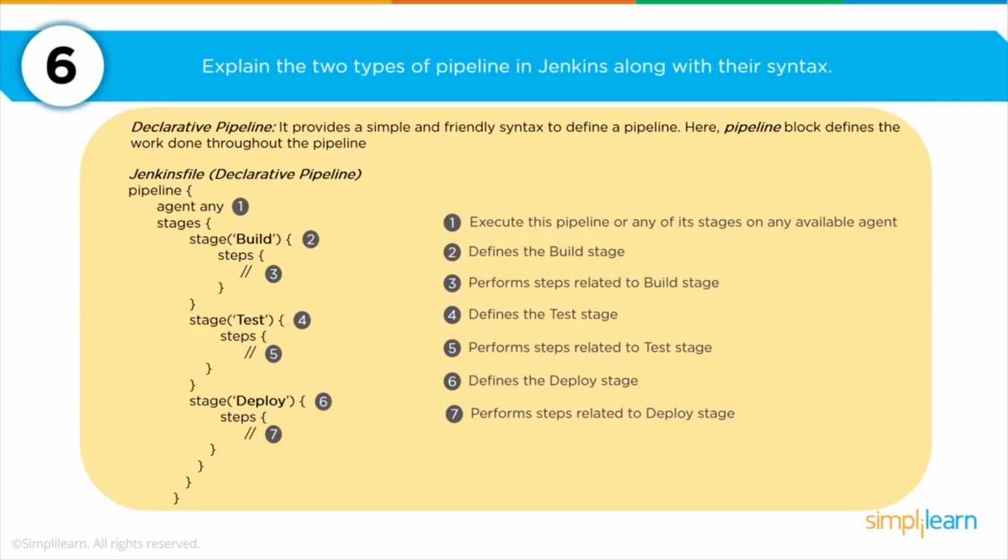And a declarative pipeline provides a simple and friendly syntax to define what the pipeline should look like. And then you can, at this point, use an example to break out how blocks are used to define the work completed in a declarative pipeline.